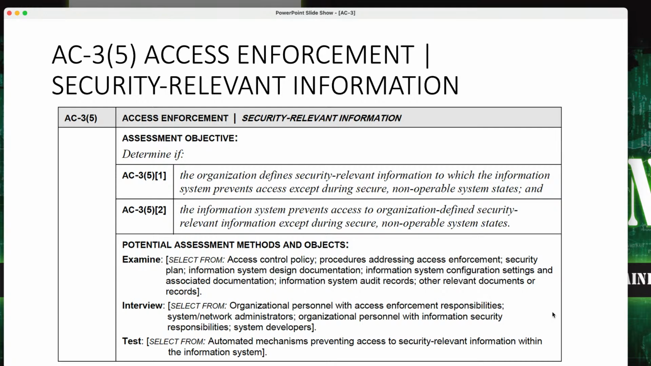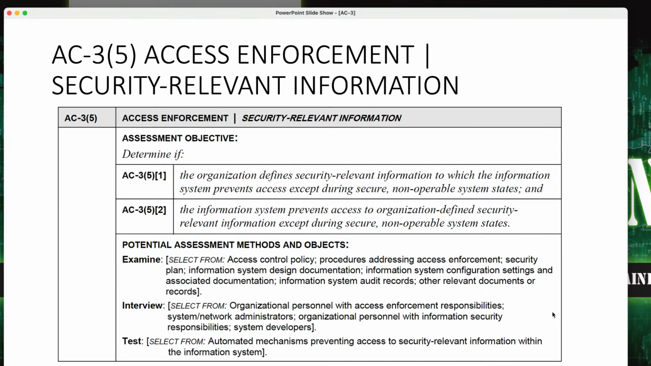We're going to examine that access control policy, procedures addressing access enforcement, security plan, information system design documentation, a bunch of other objects within the examine area we can look at. We can interview organizational personnel with access enforcement responsibilities, system network administrators, organizational personnel with information security responsibilities, and system developers. And then we can test the automated mechanism preventing access to security relevant information within the information system.